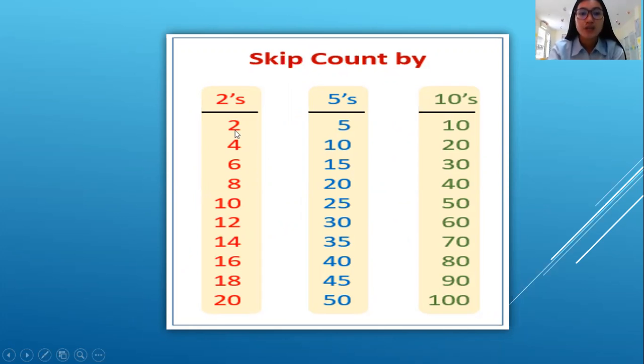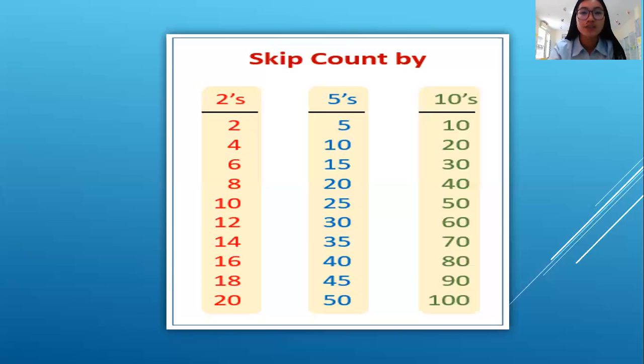Count with me. 2, 4, 6, 8, 10, 12, 14, 16, 18, 20. Now let's keep counting by 5. 5, 10, 15, 20, 25, 30, 35, 40, 45, 50. Next one, let's keep counting by 10. Everybody, 10, 20, 30, 40, 50, 60, 70, 80, 90, 100. All right, so this is how we're going to count: skip counting by 2, 5, and 10.